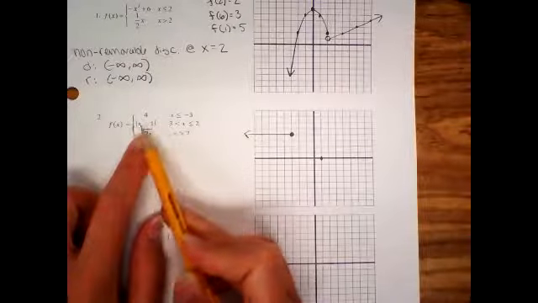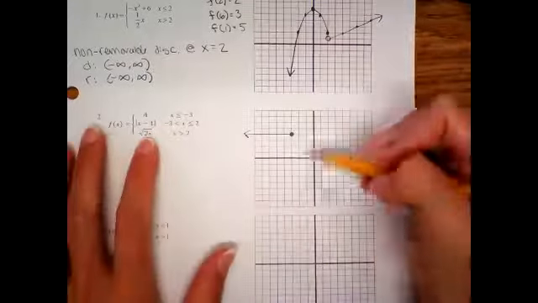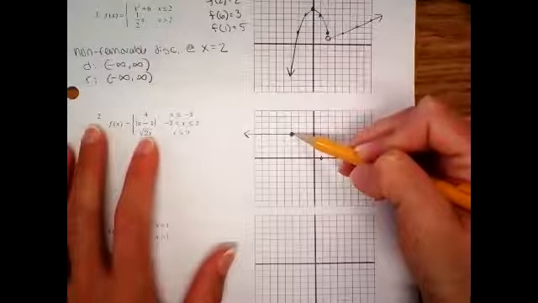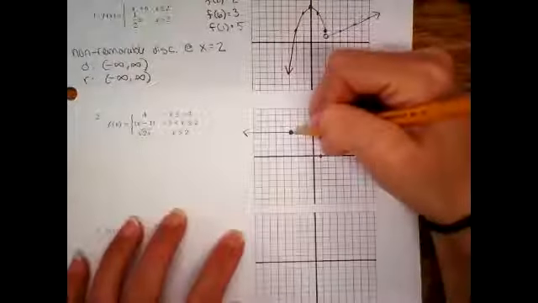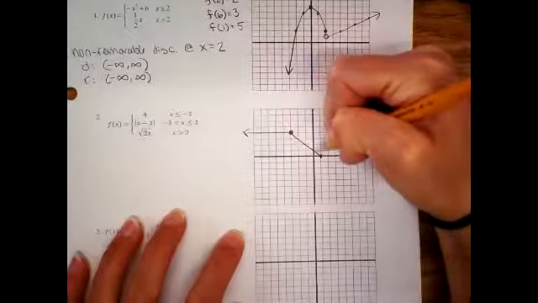-4, absolute value, that's 4. All right, so we get -3, 4. Hey, look, it's this point right here. That means that the two parts connect right there. You can't put an open circle on top of a closed circle. It just means that they connect.